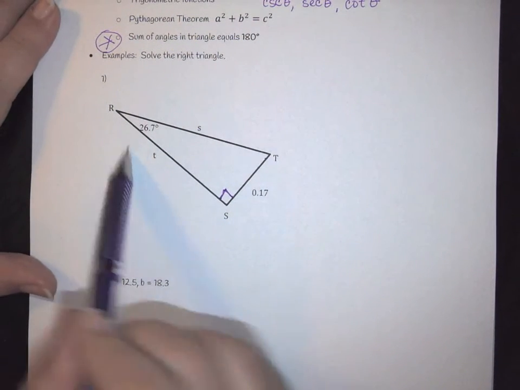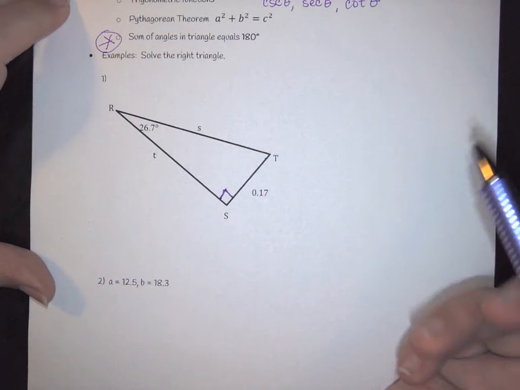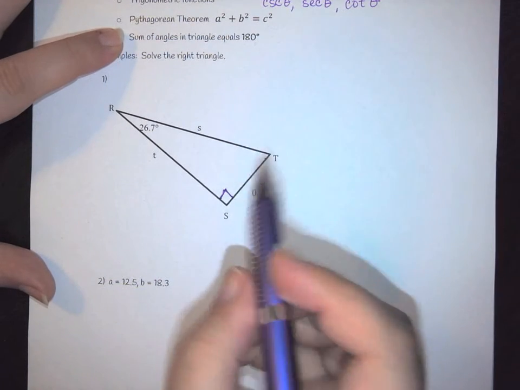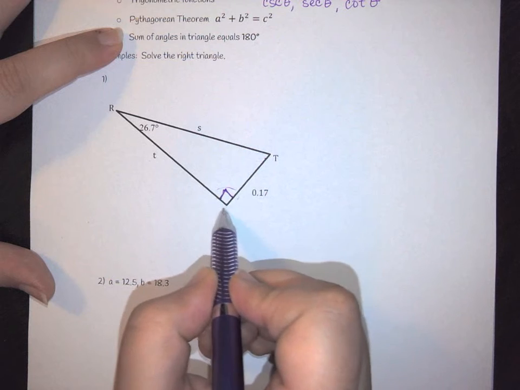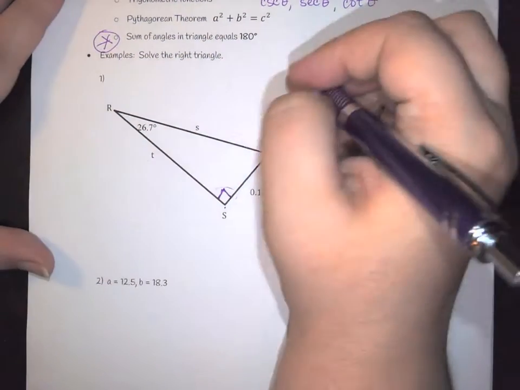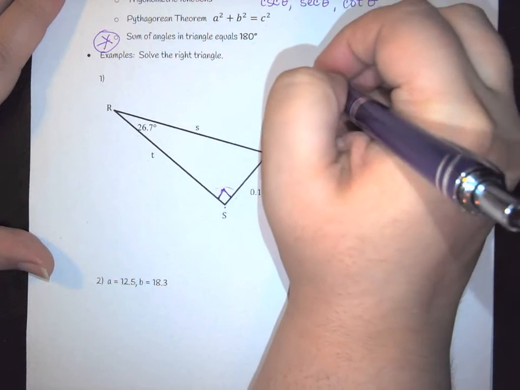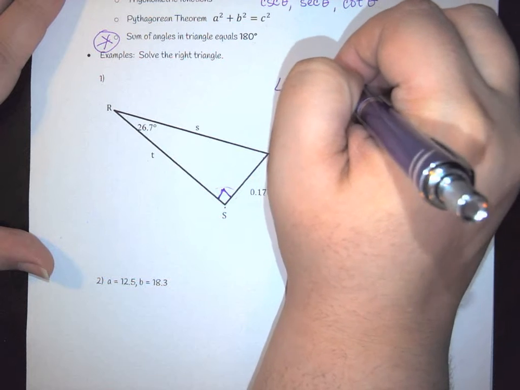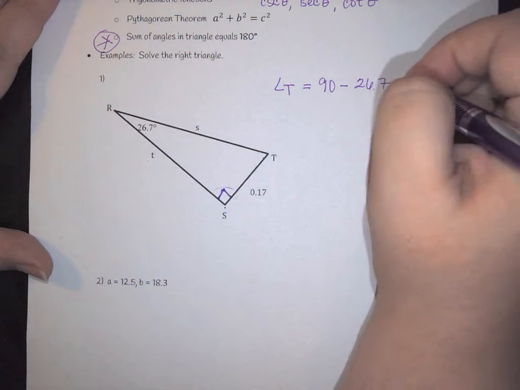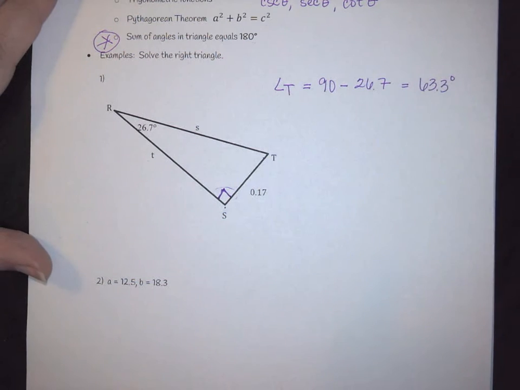So the first thing I would do is the easy part, which is find my missing angle. In order to do that, I have to remember that the sum of my angles equals 180 degrees. So if I already have 90 degrees sitting here in one part, that means the sum of these other two has to be 90. So when I'm looking for angle T, I simply need to do 90 minus 26.7, and that's going to give me my missing angle. In this case, we should get 63.3 degrees.